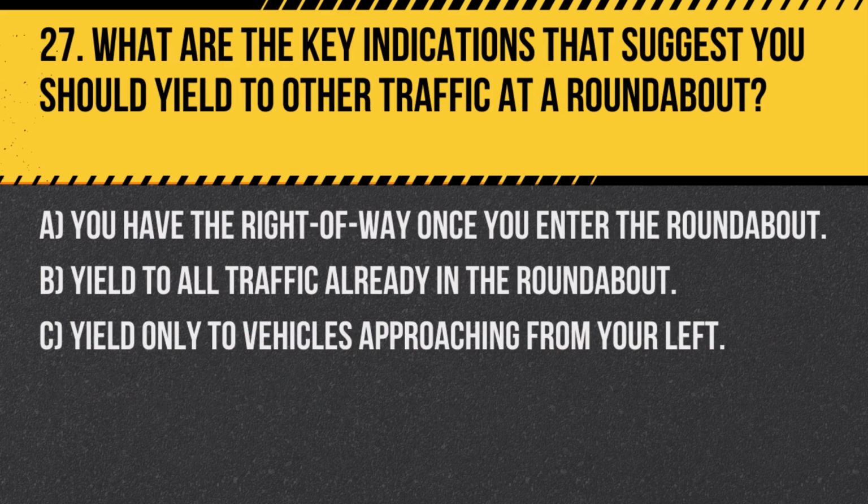Question 27. What are the key indications that suggest you should yield to other traffic at a roundabout? A. You have the right of way once you enter the roundabout. B. Yield to all traffic already in the roundabout. C. Yield only to vehicles approaching from your left.